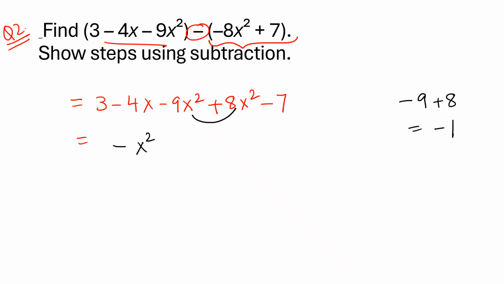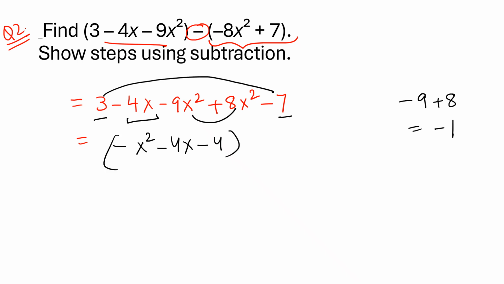You can do it without your calculator, it's a simple calculation, but if you're still confused, I would suggest you use a calculator to avoid any calculation mistake. So let's combine this 3 with minus 7 and this gives me a minus 4. So this is going to be my final answer for this question. And let's check, is this in standard form? So we'll have a look at the powers. This is 2, this is 1, this is the number. So yes, it's correct. And that's how you show your steps using subtraction of two polynomials.